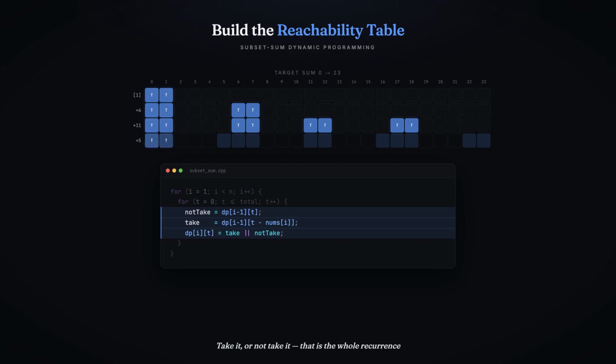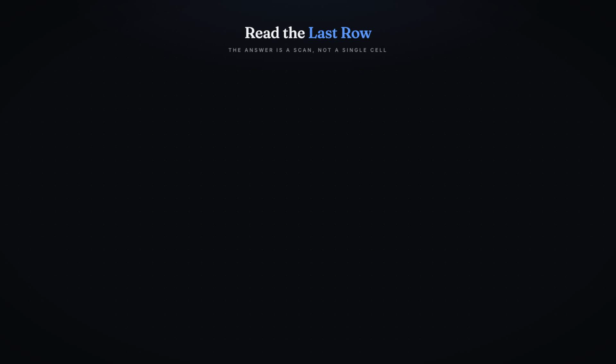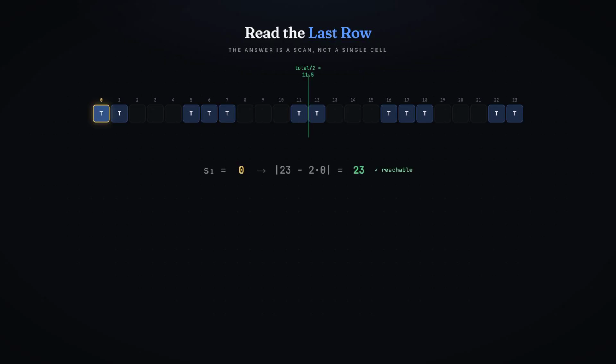Then for every cell, we ask one question. Can we reach this sum without the current number, or by taking it and covering the rest? Take or not take. That is the whole recurrence. And here is the beautiful part. When the table is full, the last row holds every subset sum reachable using all the numbers. We do not need a single answer cell. We need to read the entire row.